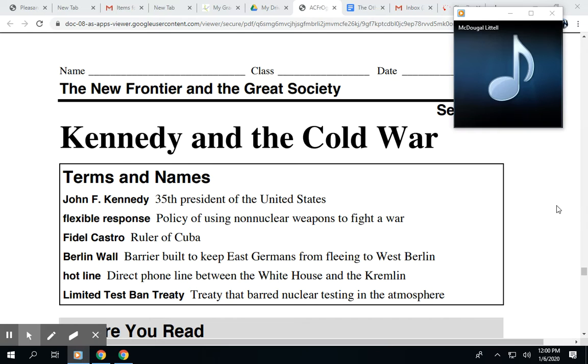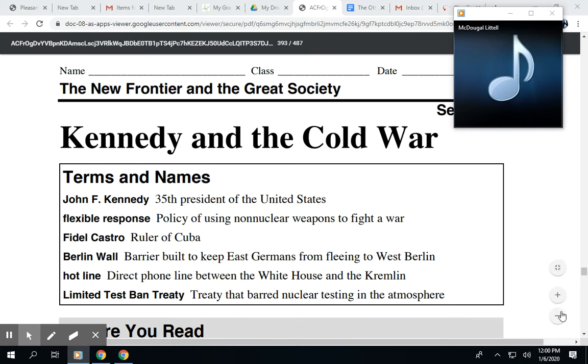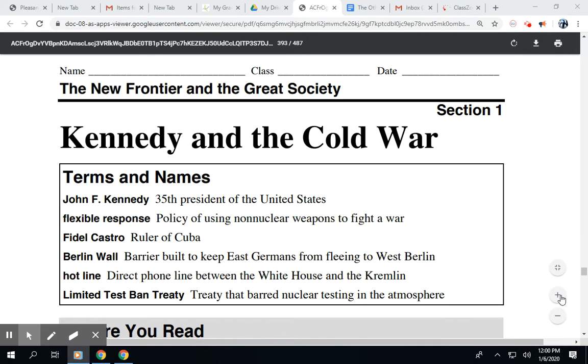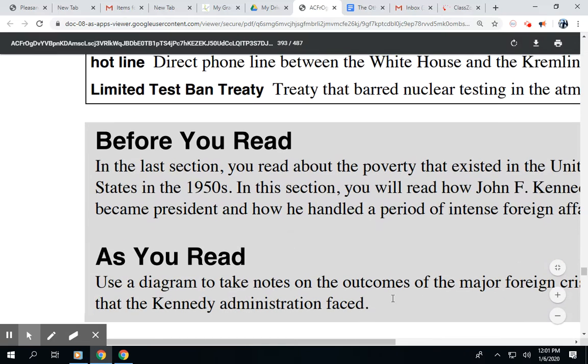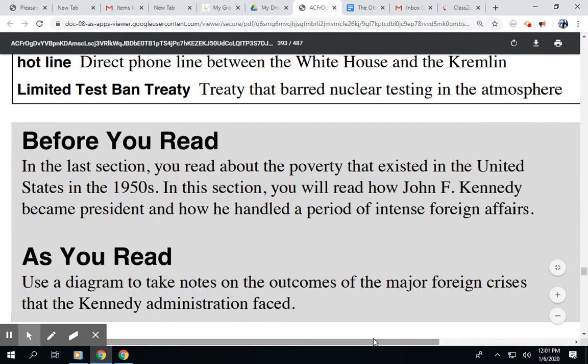The Americans, Chapter 28, Section 1, Kennedy and the Cold War. Before you read. In the last section, you read about the poverty that existed in the United States in the 1950s. In this section, you will read how John F. Kennedy became president and how he handled a period of intense foreign affairs.